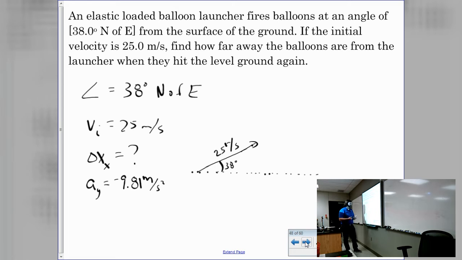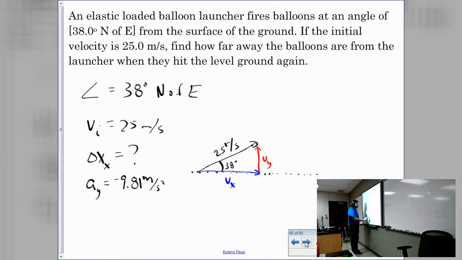What that's going to require us to do is find the horizontal and vertical components of this vector. This vector is moving at an angle, so it has some x component and some y component that contribute to its overall motion. We need to solve for the velocity in the x and the velocity in the y to be able to solve for how far it's going to go. The velocity in the x direction is going to allow us to solve for the overall displacement, the range.